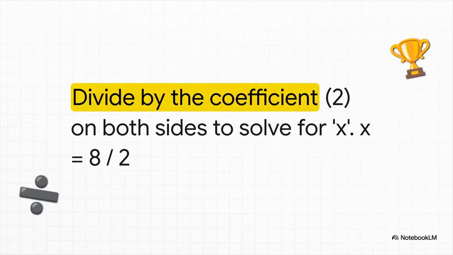All right, this is the final move. X is almost alone, but it's still attached to that 2. And 2x just means 2 times x. So to get rid of that times 2, what do we do? The opposite. We divide by 2. And say it with me, what you do to one side, you do to the other. So we divide both sides by 2.